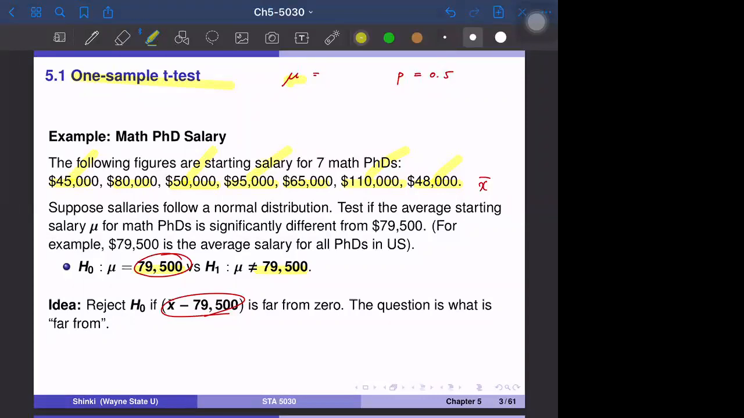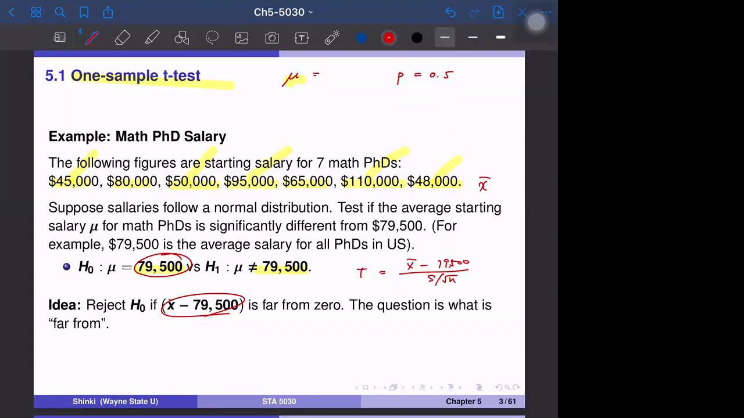So we continue to discuss one sample t-test. I would like to apply the test theory for t-test to the example of mass PhD salary. Remember that the t-statistic is important, and the t-statistic is equal to x bar minus our hypothesis 79,500, divided by s over square root of n. N is the sample size, s is the standard deviation.